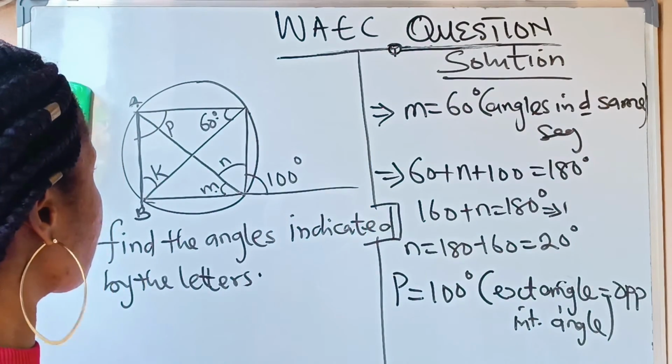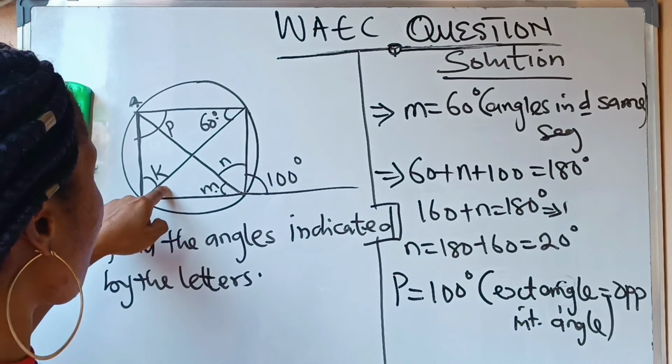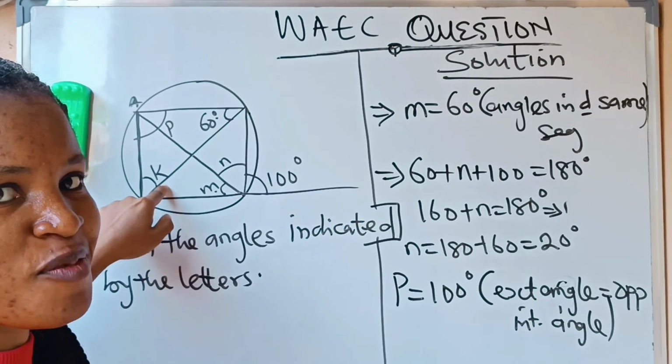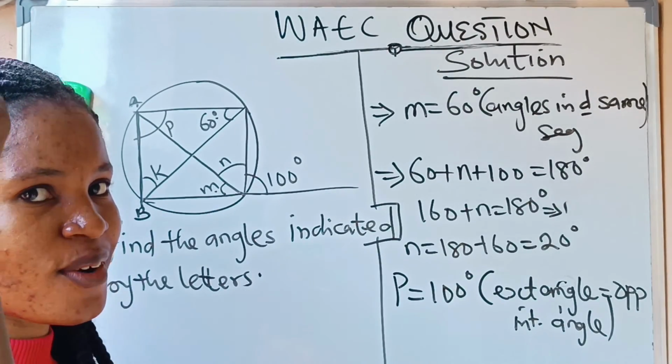Having gotten that P, we can get our K as usual. How do you get our K? I would like you to do that and give me the answer in the comment section using the segments I taught you at the initial time.